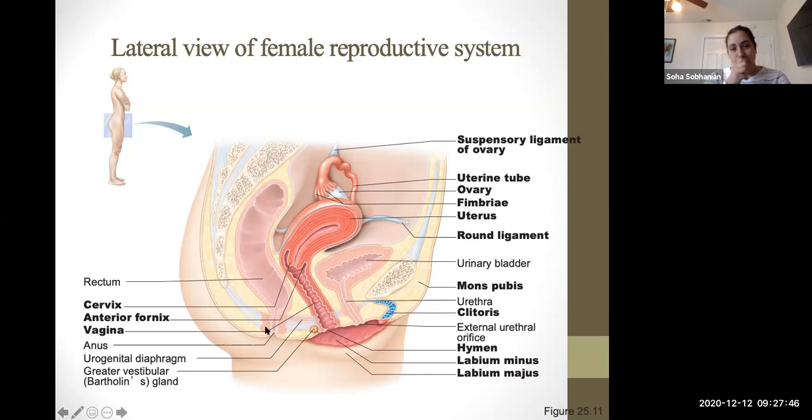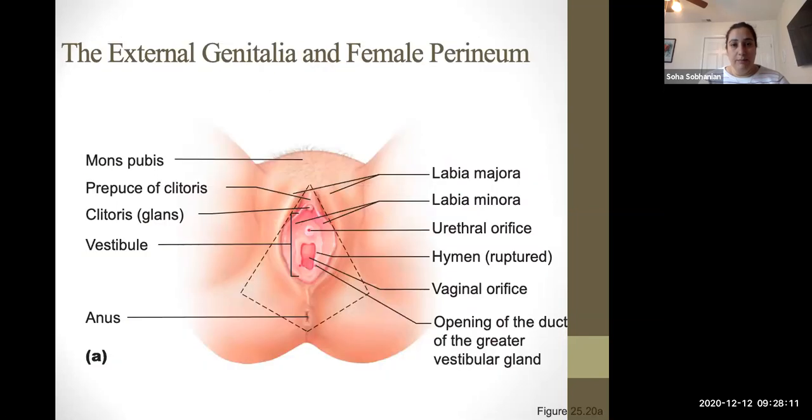The main difference between the male and female reproductive systems is the fact that the female reproductive and urinary systems have separate openings, versus in the male, where the urethra is used both for release of the semen as well as for excretion of urine. Okay.